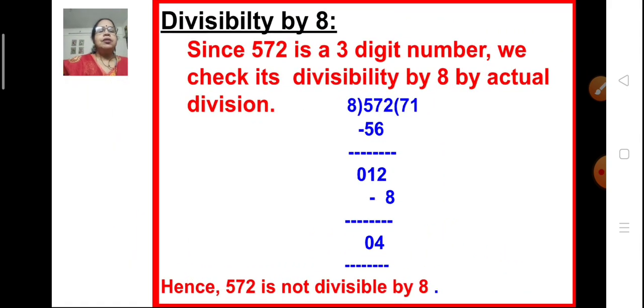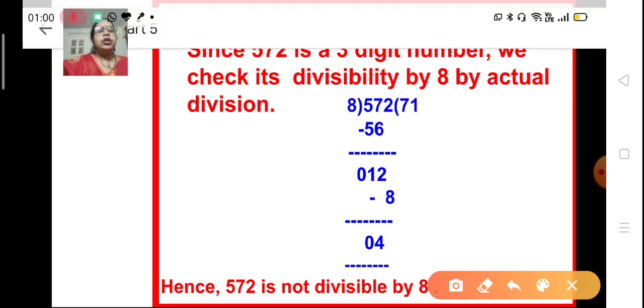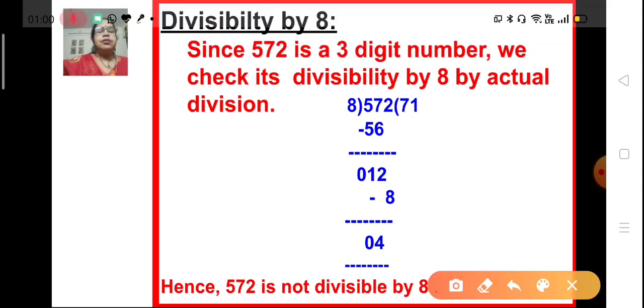Now let's check its divisibility by 8. We know that the divisibility test of 8 is applicable only to numbers formed by 4 digits or more. But 572 is a 3-digit number, isn't it? So by actual division we have to check its divisibility by 8. So we have solved it here.